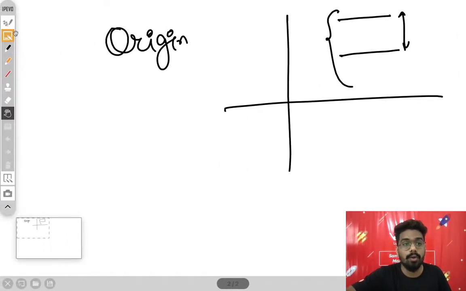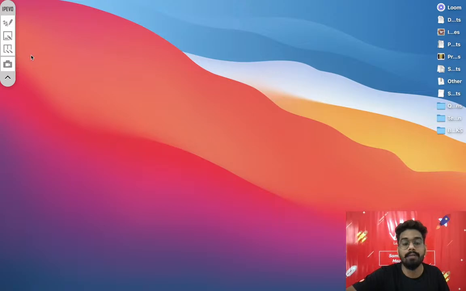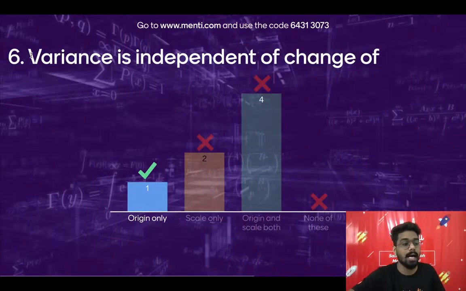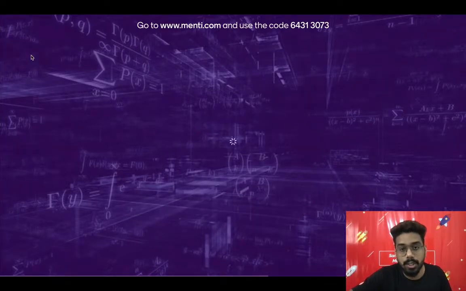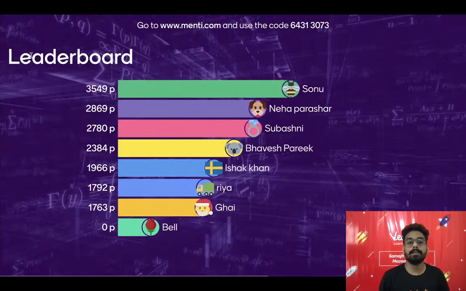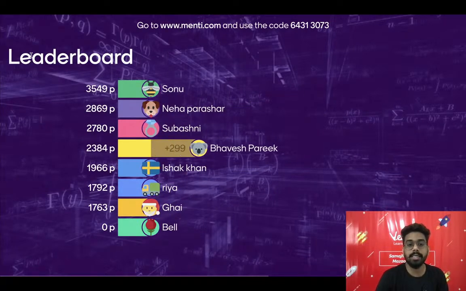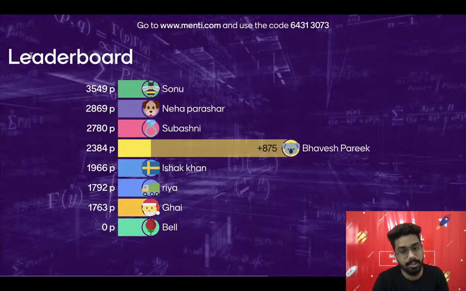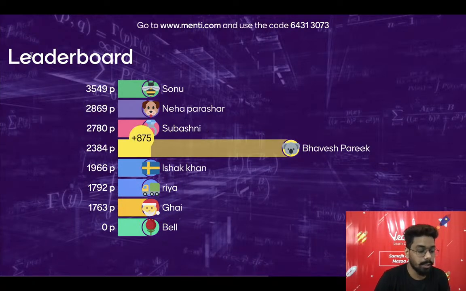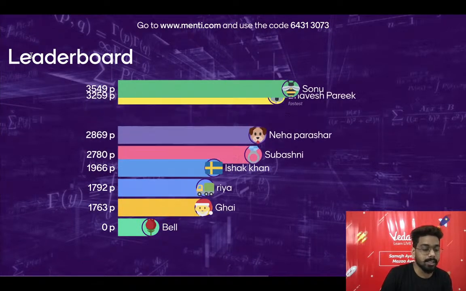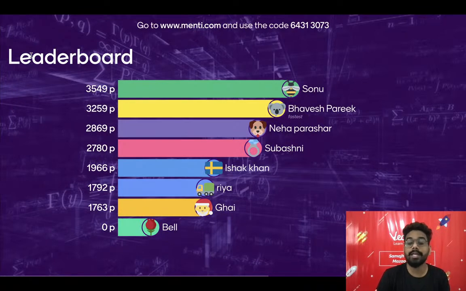Okay, so now we will do the next question. I hope you have got the feel of what exactly variance is and what it will affect. Okay, now the next question is on your screen. Okay, Bhavesh is the only person. So Neelam, if Menti is not working, you will refresh and write down the code again. This is what you can do.